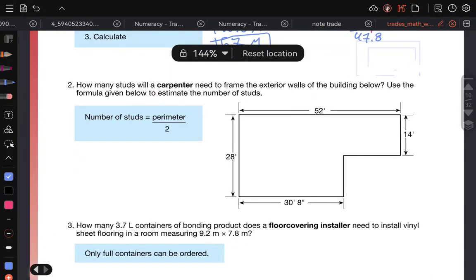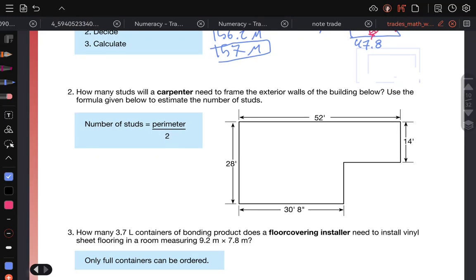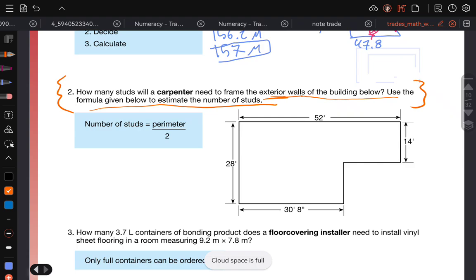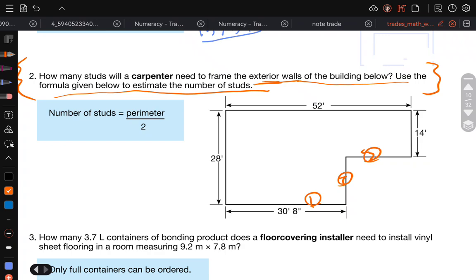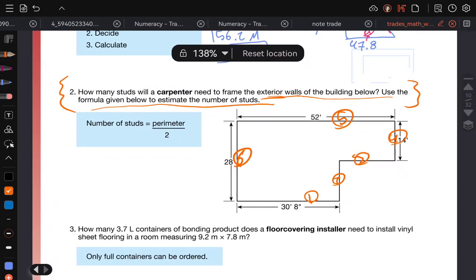And yeah, for this one, read the whole question, as I always say. How many studs will the carpenter need to frame? Use the ruler, estimate the number of studs. As you can see here, how many studs do we have? We do have 1, 2, 3, 4, 5, 6. Cool.